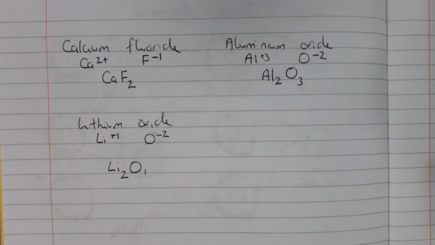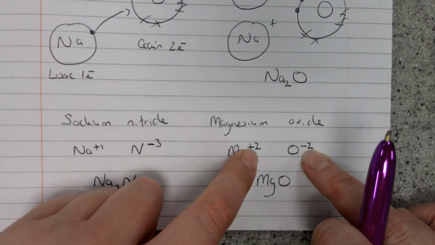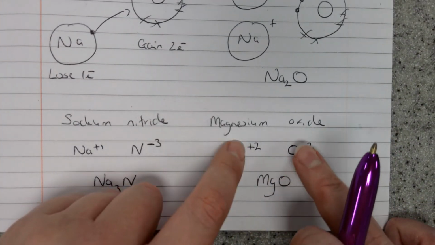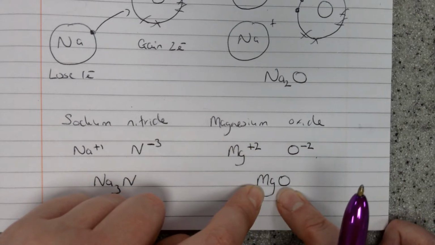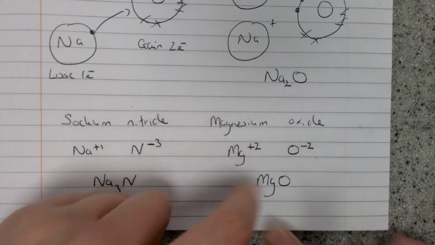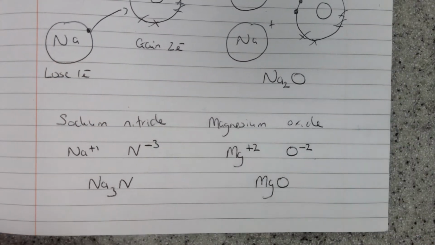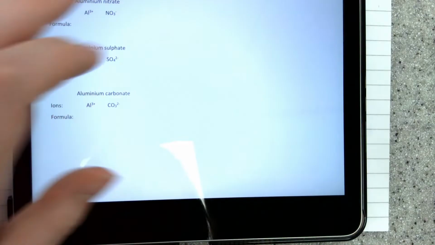But remember, if you had something like this, magnesium oxide, you don't need to cross over the numbers. If the charges immediately cancel, no numbers are going to be needed in the formula. So +2 -2 immediately cancels out. You don't need to cross over the 2's. I'm going to give you a few to practice for yourself, and then we're going to have a look at formulae involving polyatomic ions.